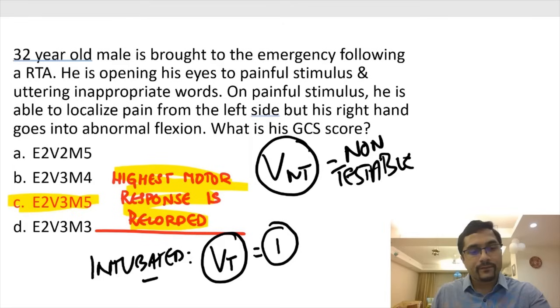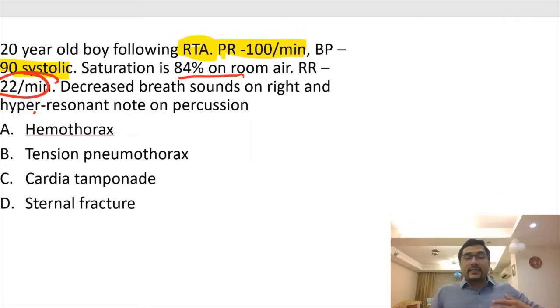This is also a very important question. You have a 20-year-old boy following a road traffic accident. Pulse rate is 100 per minute. BP is 90 systolic. Right, so tachycardia and hypotension. His saturation is low and respiratory rate is high. There is decreased breath sound on the right side and a hyper-resonant note on percussion.